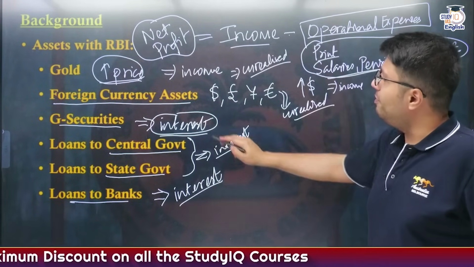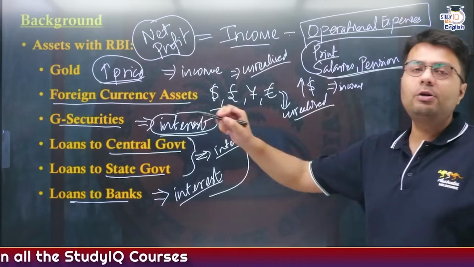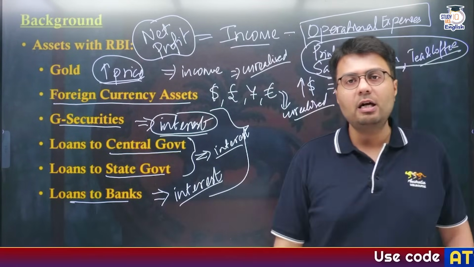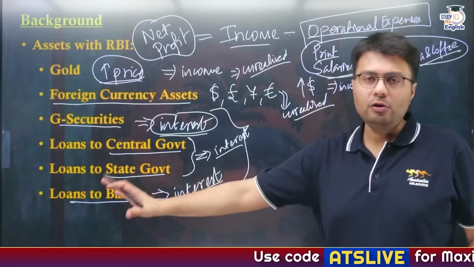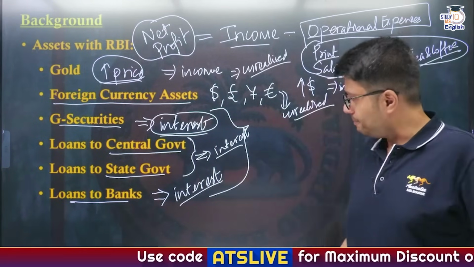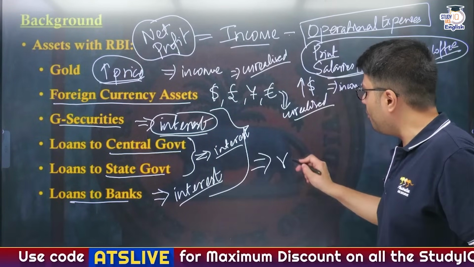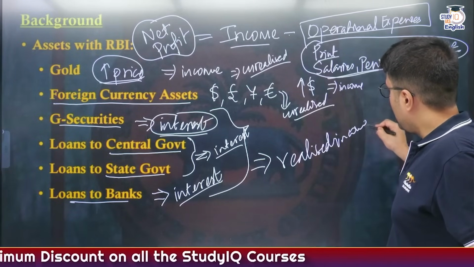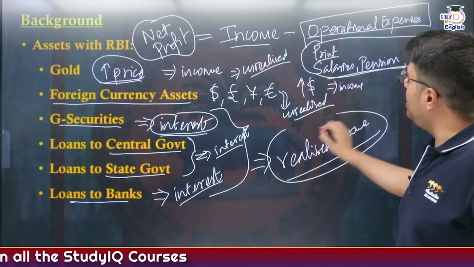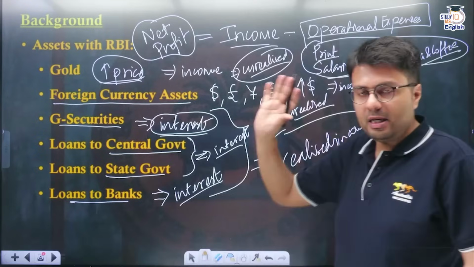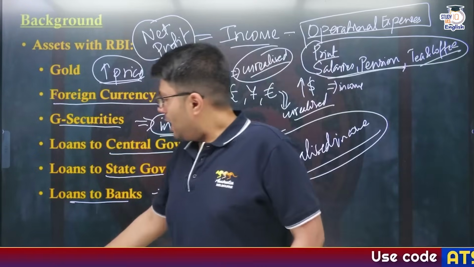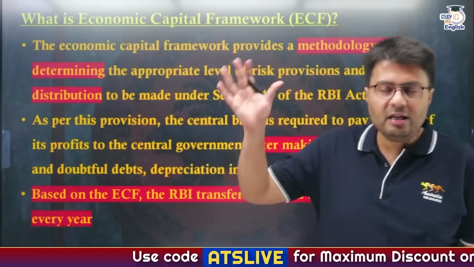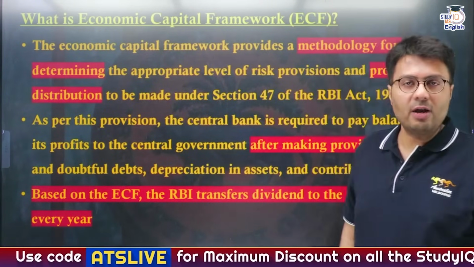But regardless of that, interest income is coming to the RBI in its own account, because it has extended loans to the government, it has extended loans to the banks, and they have to pay interest periodically. So this is an example of realized income, right? I hope you have understood the difference between realized and unrealized income now. Now let us understand how the portion of profits is divided.